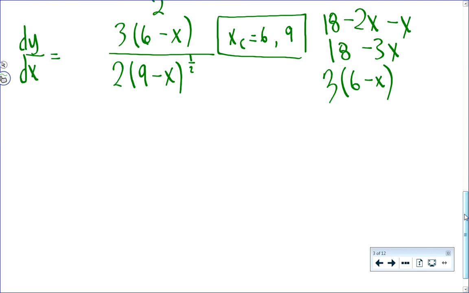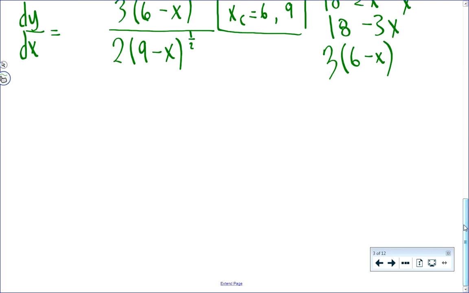When you build your first derivative chart, don't forget that you can only go from 9 to the left, all the way to infinity. So the domain is from negative infinity up to and including 9. That means we're going to go from negative infinity to 6, and from 6 to 9, and then we end there.